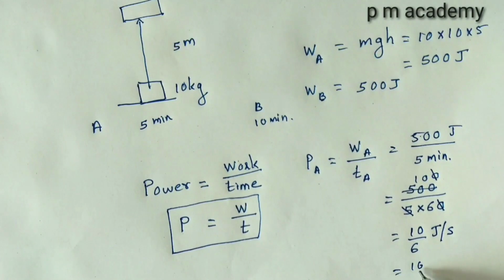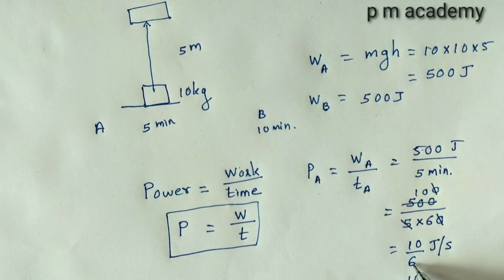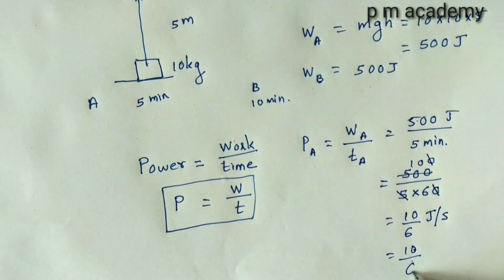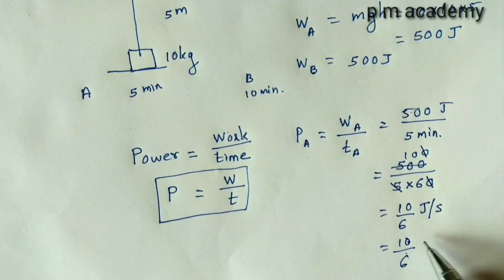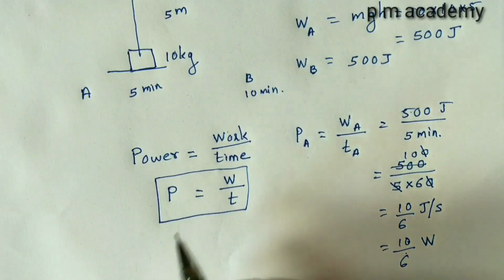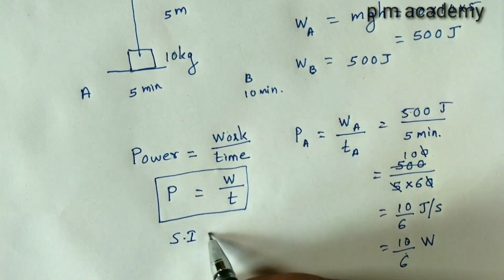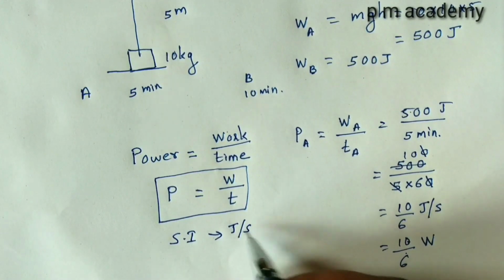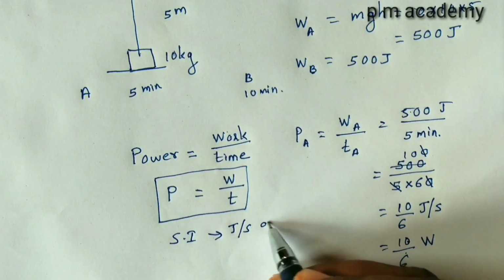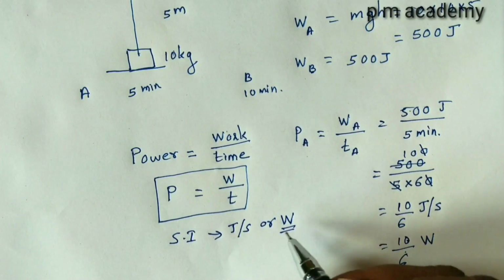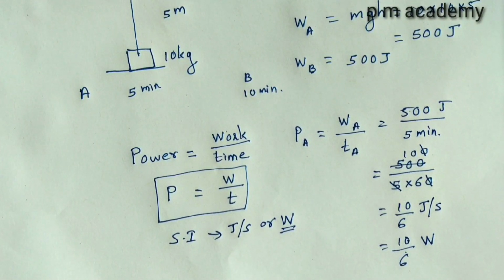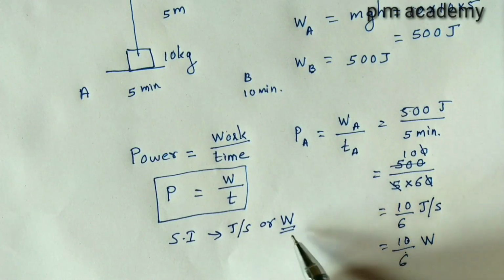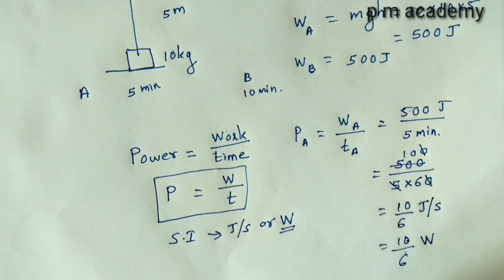Work unit is joule, time unit is second. That is why the unit of power is joule per second. 10 by 6 joule per second is known as watt. Remember that the SI unit of power is joule per second, and it is also known as watt. In honor of James Watt, the SI unit of power is named watt, W-A-T-T, represented by capital letter W.